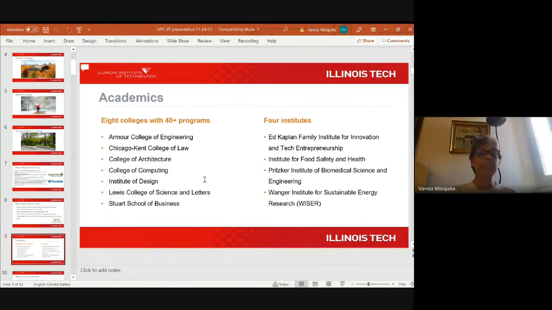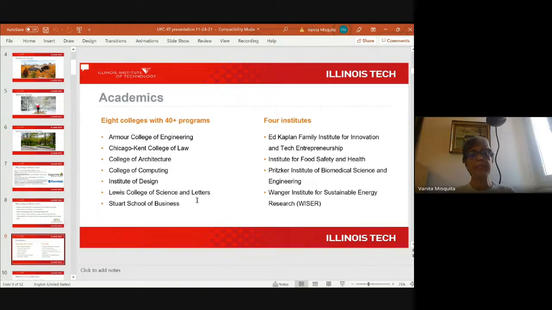If you're interested in computer science, that would be under the College of Computing, the Department of Computer Science. There's also the Department of Industrial Technology and Management for those students from Industrialis who are interested in the MITO, the Manufacturing, Information Technology and Operations program. And we also have the Information Technology and Management Department under the College of Computing.